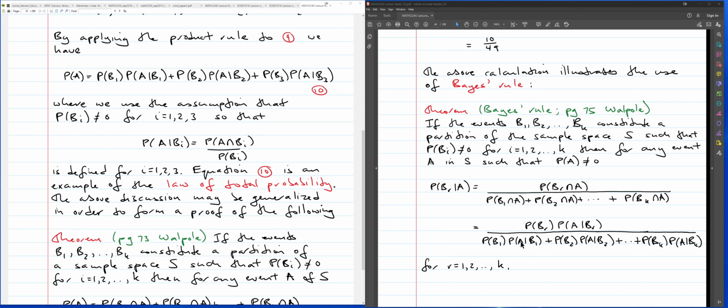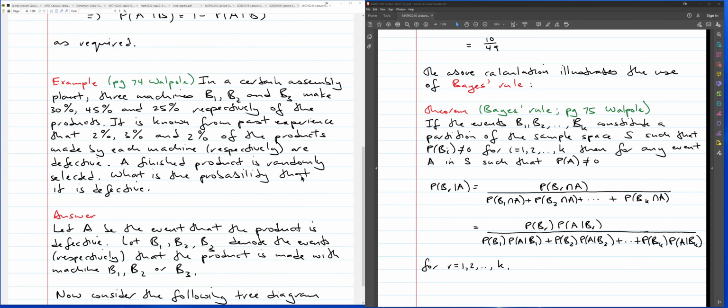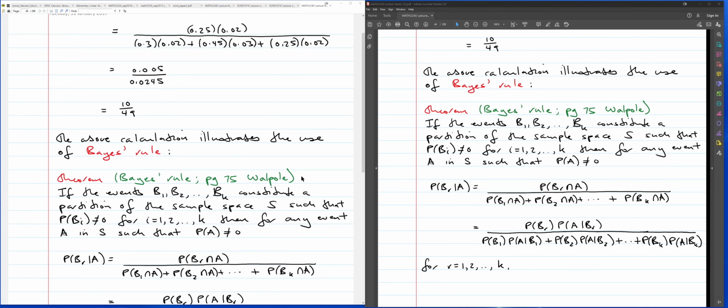And in your question, typically what you're given is probabilities like this: probability of A given B1, probability of A given B2, and so on. But what we want in Bayes is to reverse the conditional. Instead of probability of A given B1, you want probability of, say, B1 given A. And how you do it is via this sort of formula here, just as what we did in the previous example.